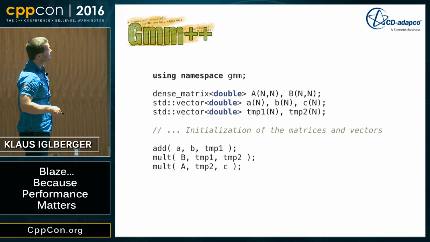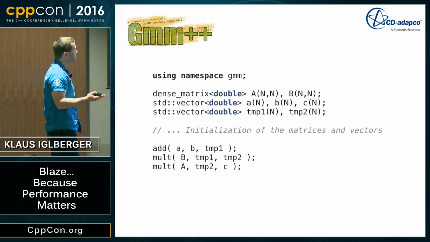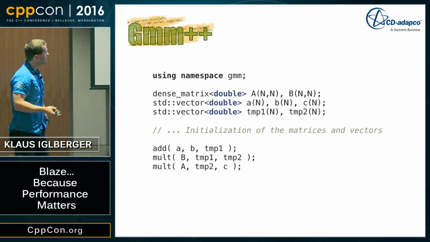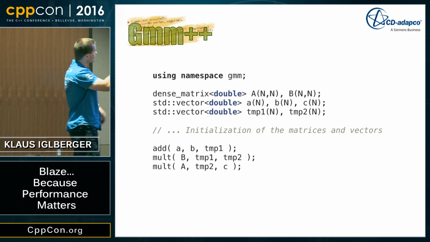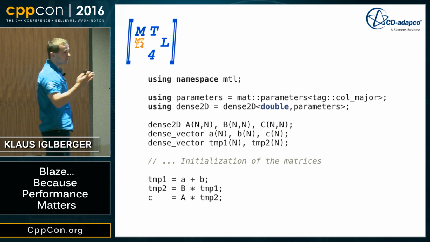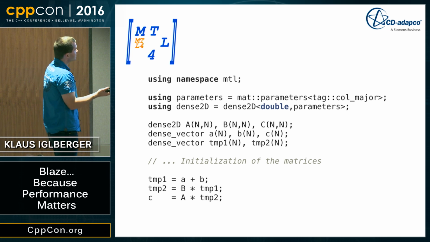GMM++ does also not allow this combination. In this case, you even have to explicitly add the two vectors first into a second temporary in order to be able to compile it. So you add a and b, you multiply b with this temporary vector, and then the resulting temporary vector is used and multiplied with a. A similar approach is taken by the MTL, which is absolutely reasonable.